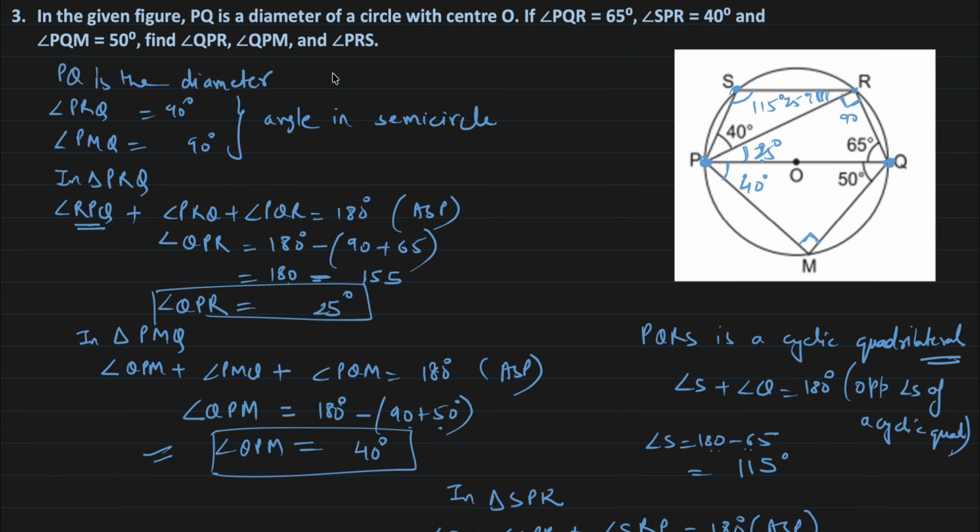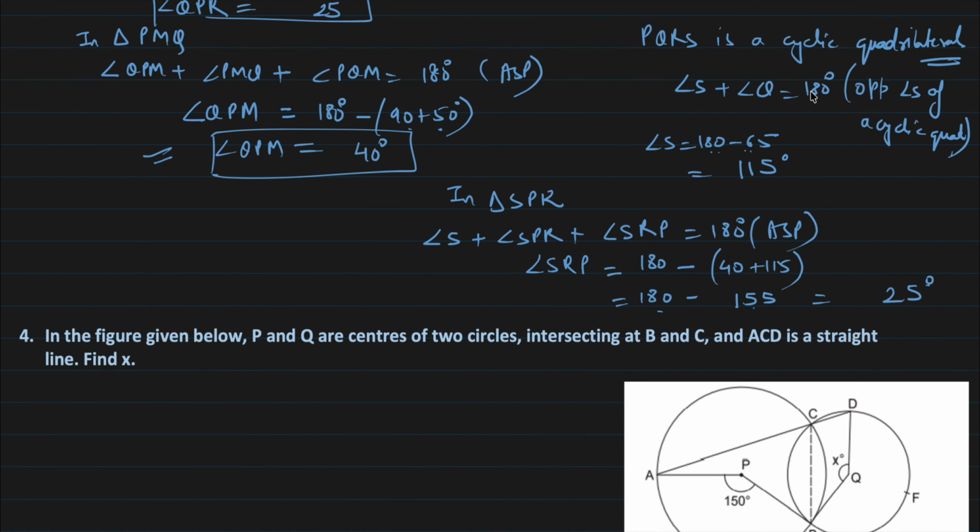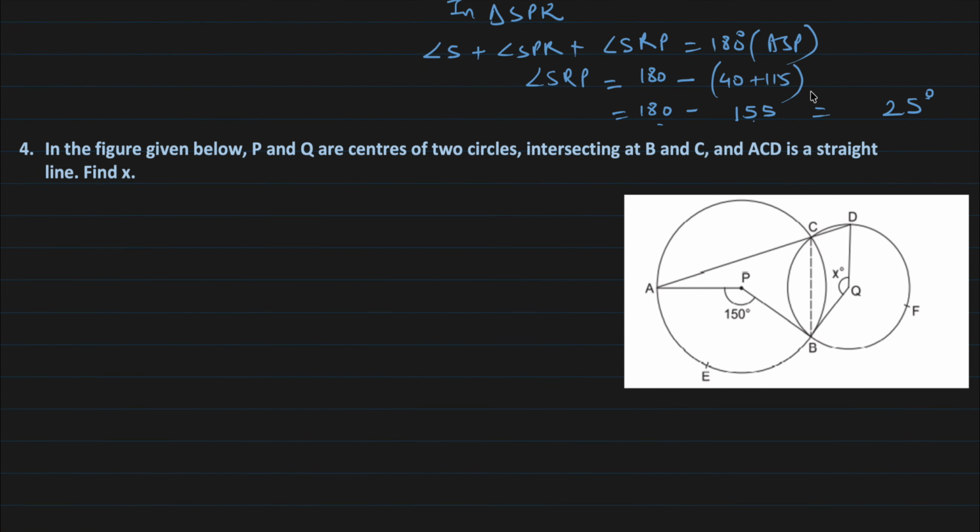So first two angles, these two, using 90 degrees angle in semicircle, you find out using angle sum property. Then again cyclic quadrilateral property, S and Q are opposite angles of that, so they add up to 180. So from that we get S, and then again using angle sum property I calculated this angle R. Okay. Now move to the last question of this video.